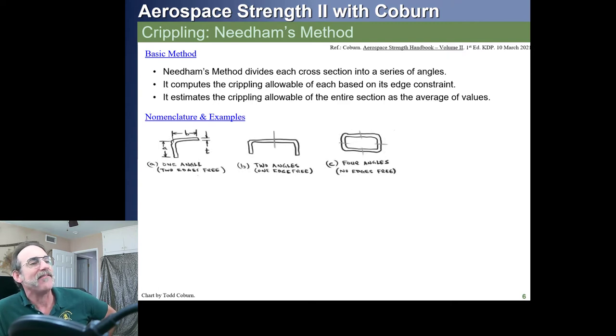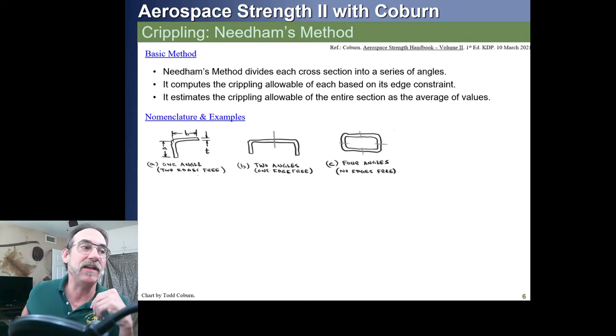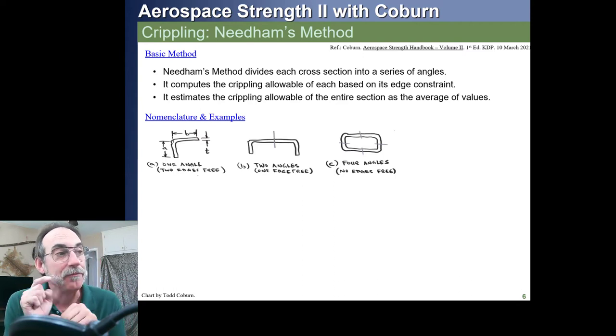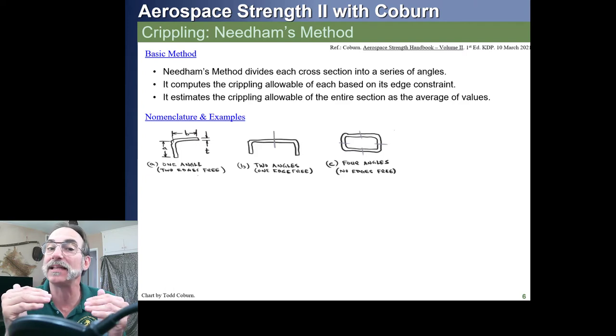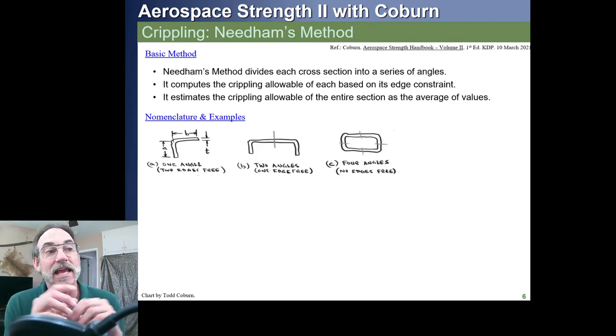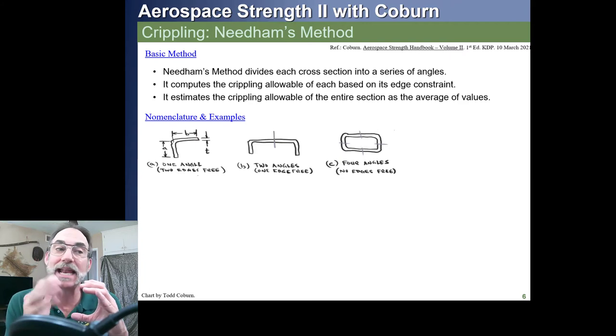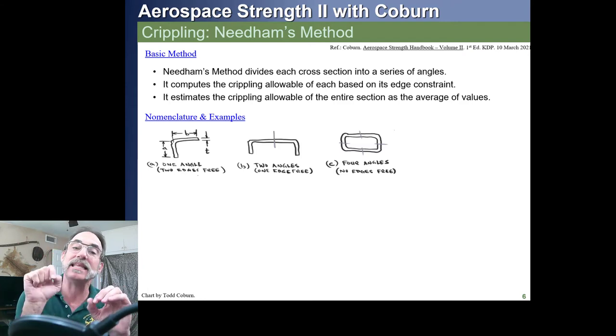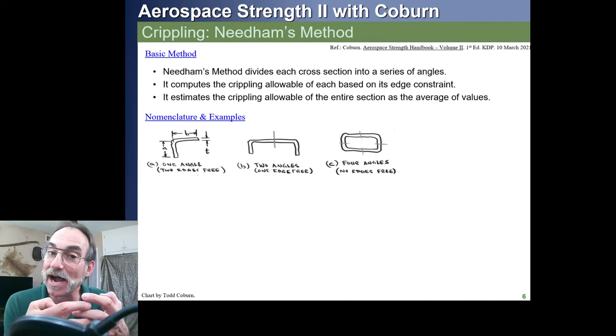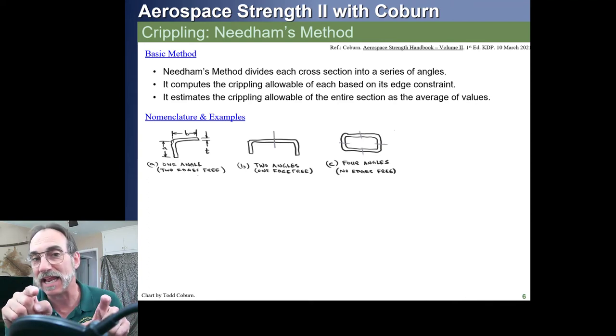For example, if we have a single angle, once again, we're going to define the nomenclature as the lengths going from the free edge to the midplane of the adjacent flange and the thickness of each. If we have a single angle, like we see in figure A, then we can apply his method directly. If we have a C channel like we see in figure B, what we're going to do is break it up into two angles and then evaluate the crippling allowable of each and then combine those allowables. If we have a square channel, then we will cut it up in our minds to break it into four separate angles, which then we calculate the allowable of each of those angles and then we combine them using a weighted average. This is his approach. And stay tuned to see how it works.